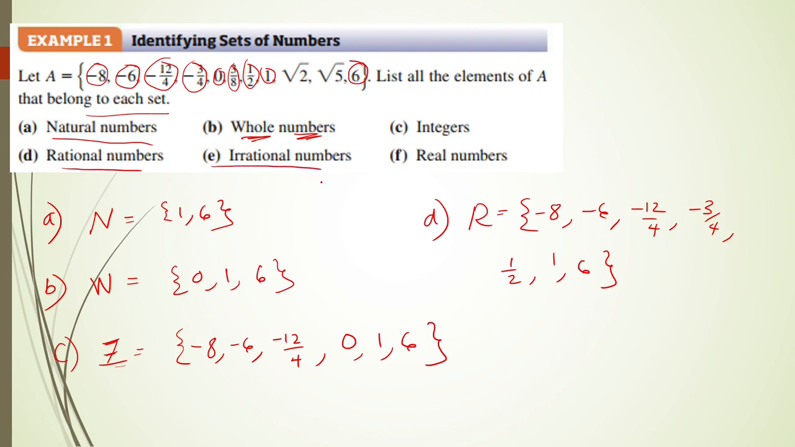E, irrational numbers. Irrational numbers are real numbers that are not rational numbers, and there's only two: square root of 2 and square root of 5. The set of irrational numbers in our case is the square root of 2 and the square root of 5. In general, if you're taking the square root of a prime number, it would be irrational. The square roots of prime numbers are irrational.